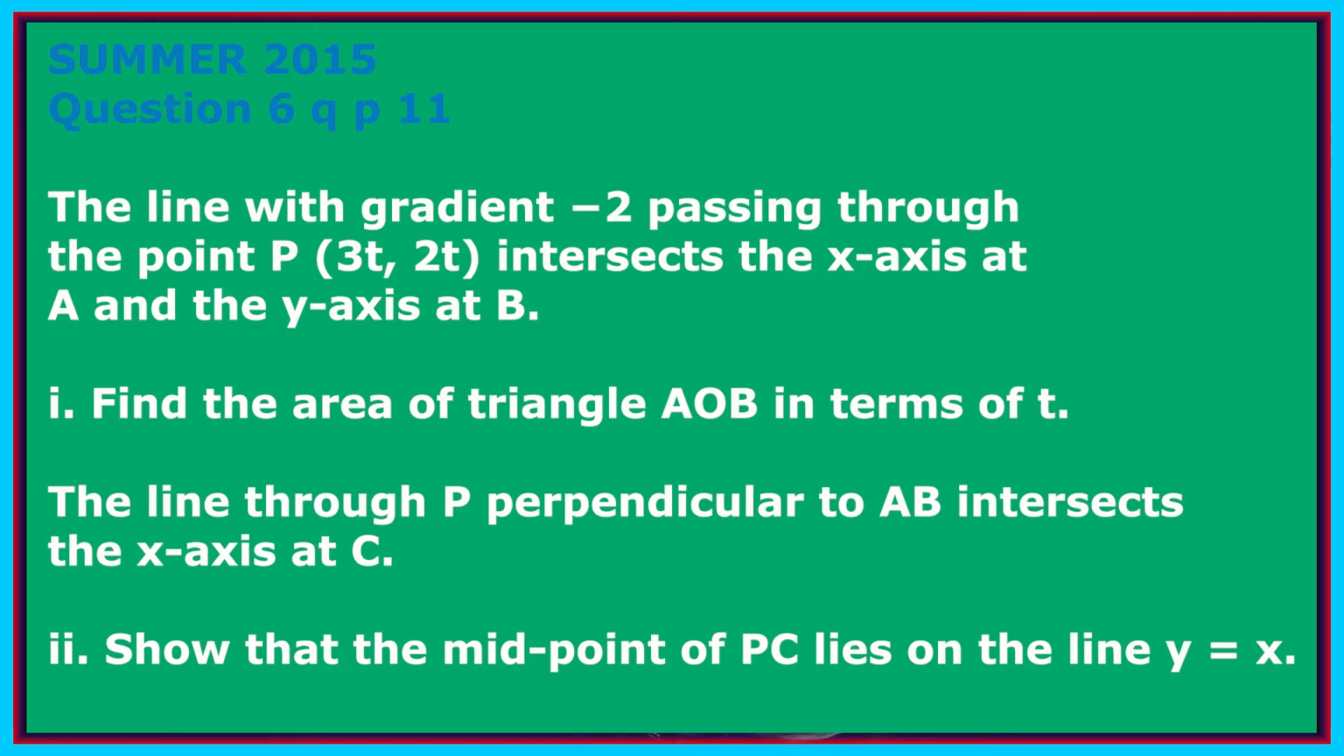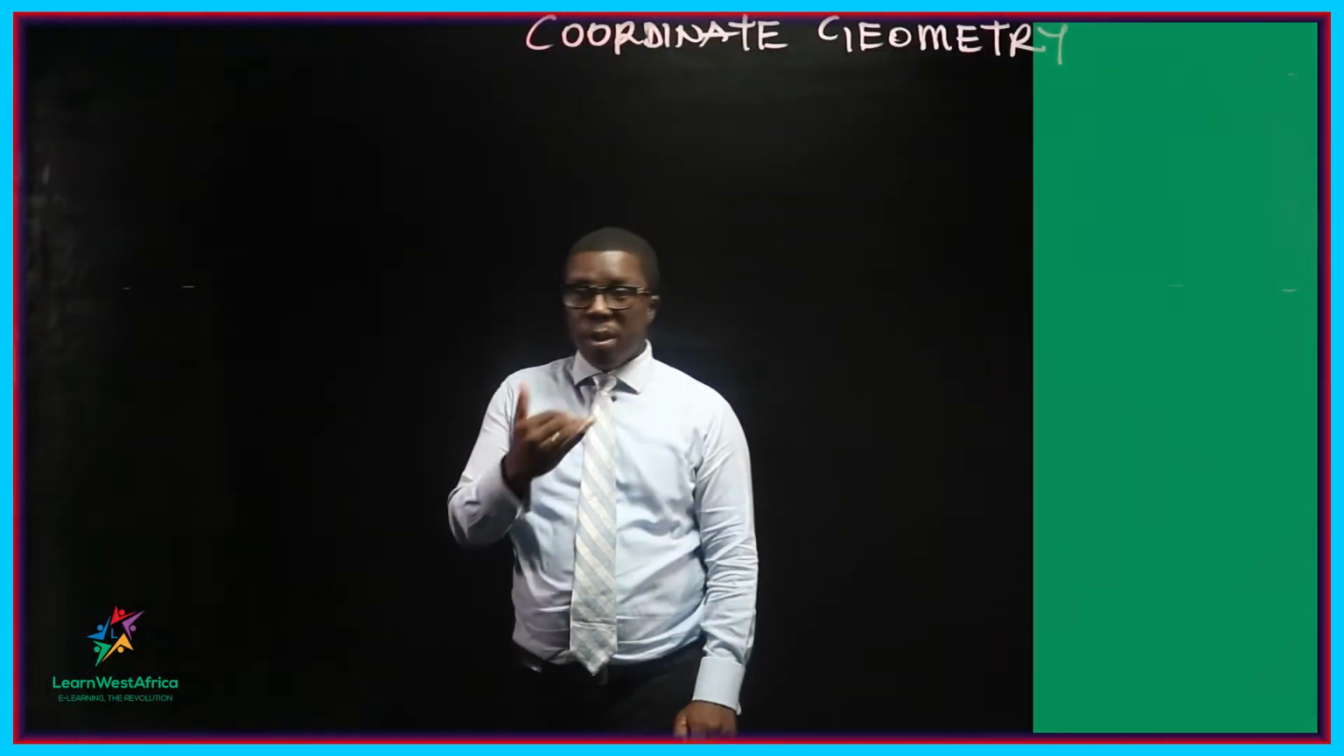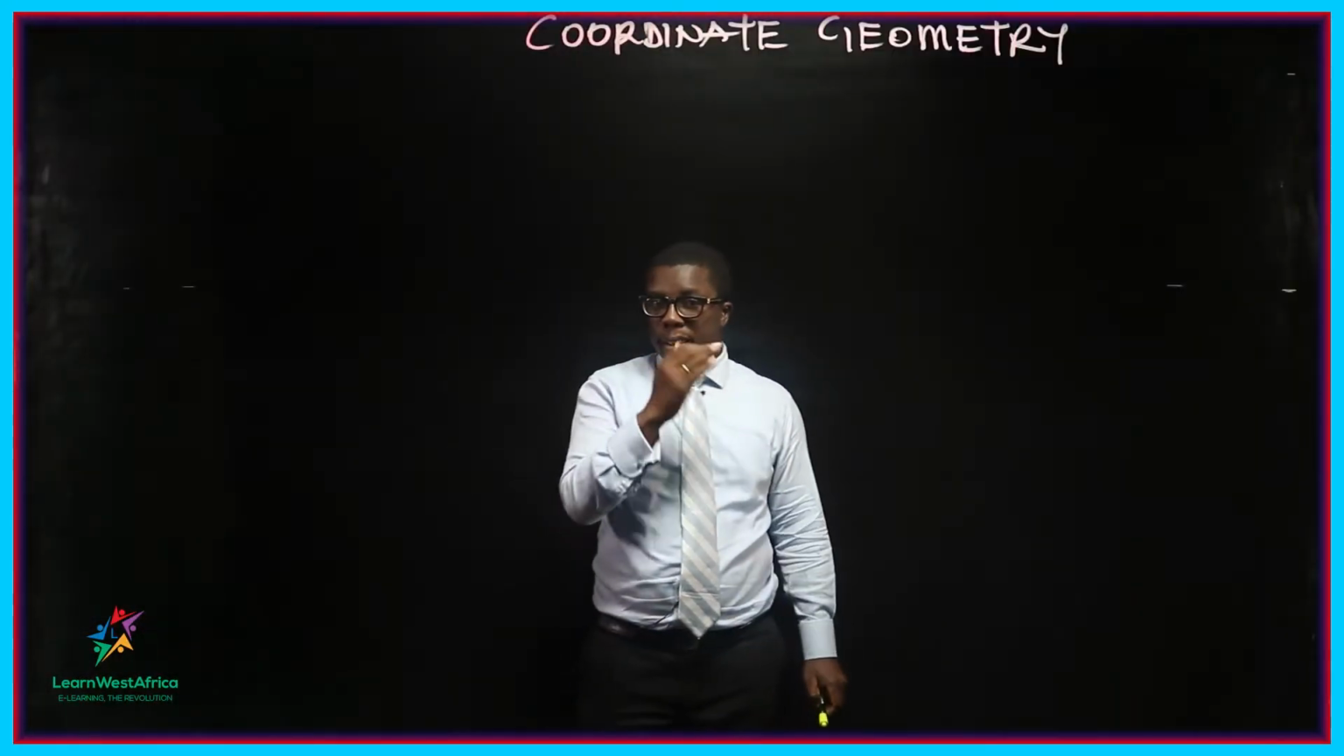Now the second part says that the line through P perpendicular to AB intersects the x-axis at C. Part II says: show that the midpoint of PC lies on the line y = x. Okay, so we're just going to address that problem that was put there.